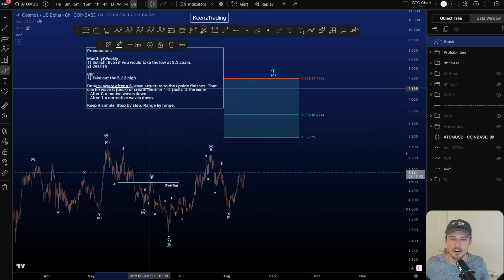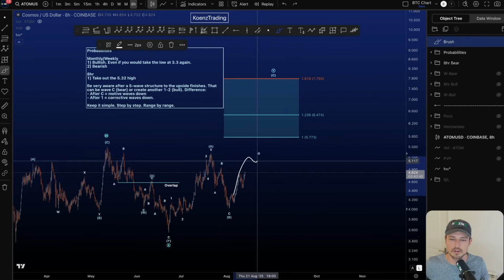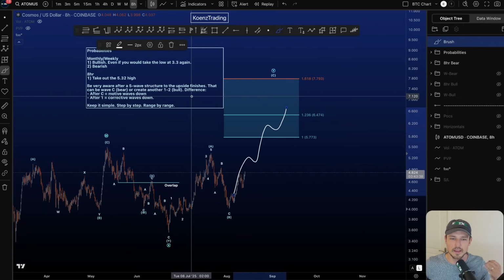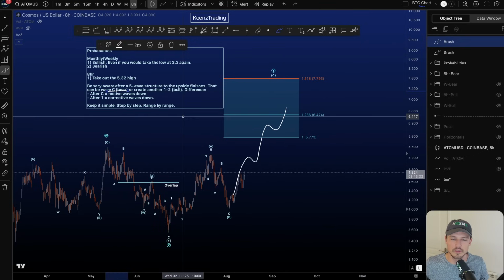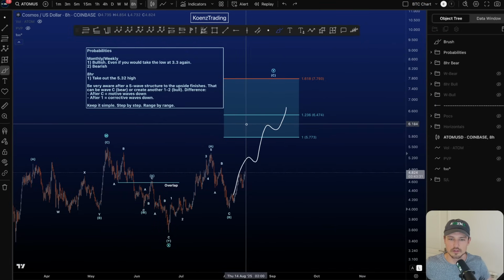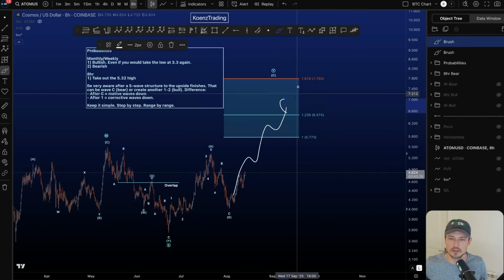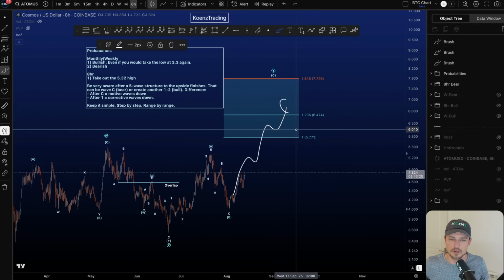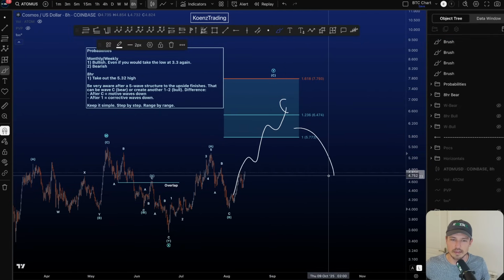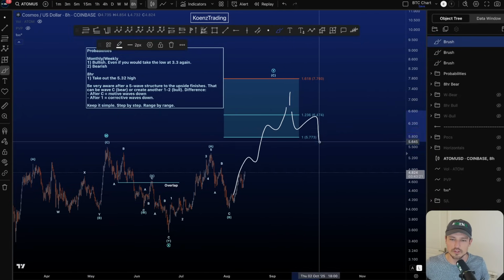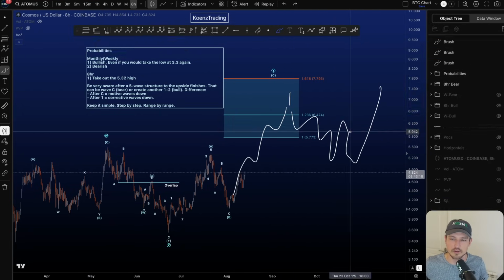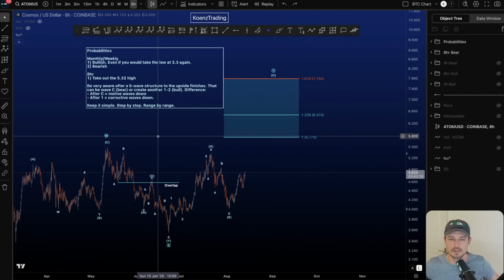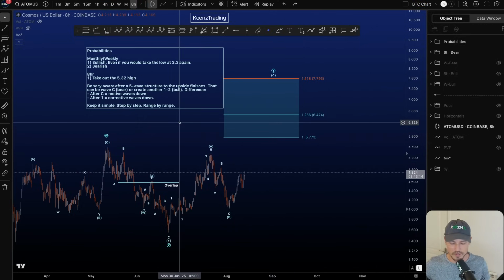Be very aware after a 5-wave structure to the upside, right? 1, 2, 3, 4, 5-wave structure, that if this finishes wave C, right, in the bearish scenario, or another 1, 2 in the bullish scenario, okay? After a wave C, you want to see motive waves to the downside. After a wave 1, you want to see corrective waves to the downside and look for continuation, okay? That's the biggest difference. So keep it simple, step by step, range by range.